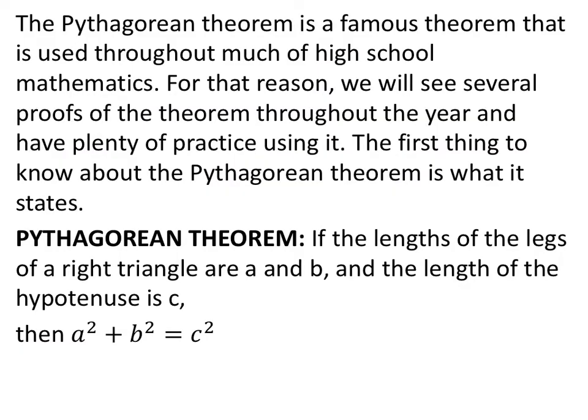The Pythagorean Theorem is a famous theorem that is used throughout much of high school mathematics. For that reason, we will see several proofs of the theorem throughout the year and have plenty of practice using it. The first thing to know about the Pythagorean Theorem is what it states. The Pythagorean Theorem: if the lengths of the legs of a right triangle are a and b, and the length of the hypotenuse is c, then a squared plus b squared equals c squared, which is what we just went over.